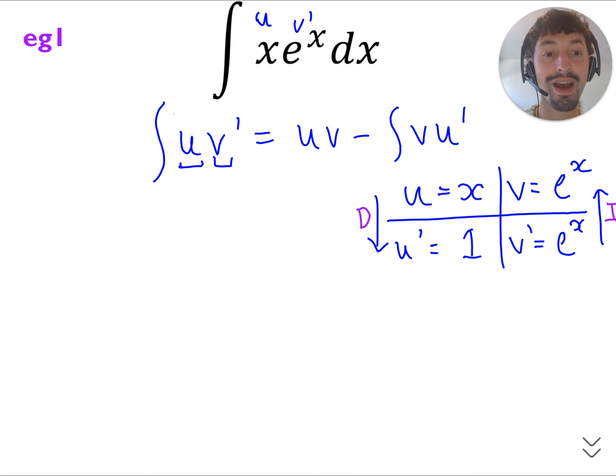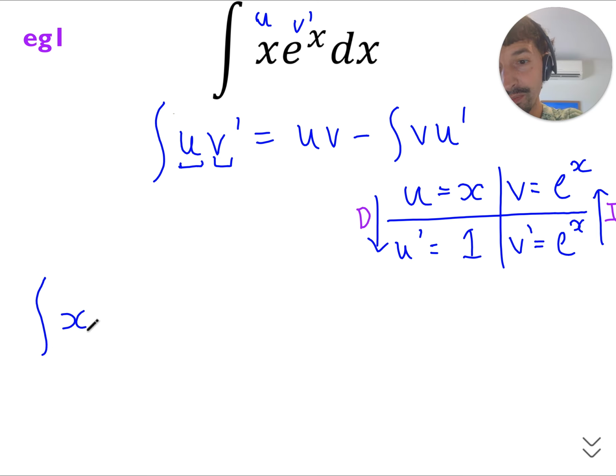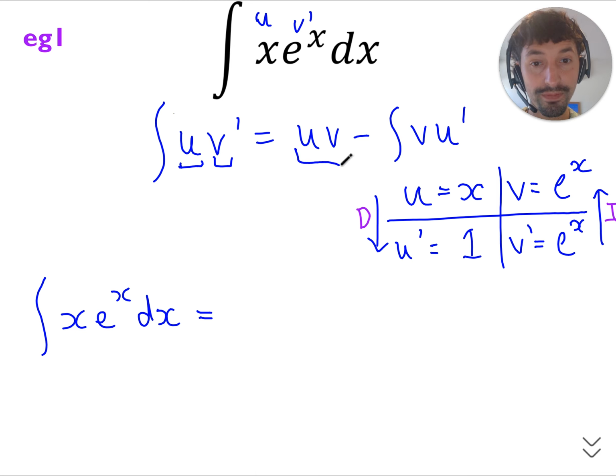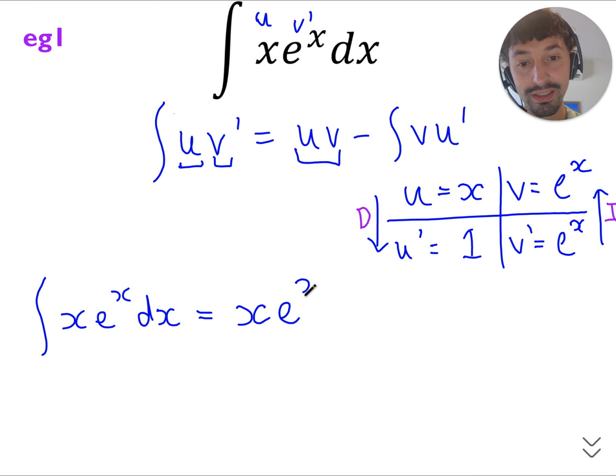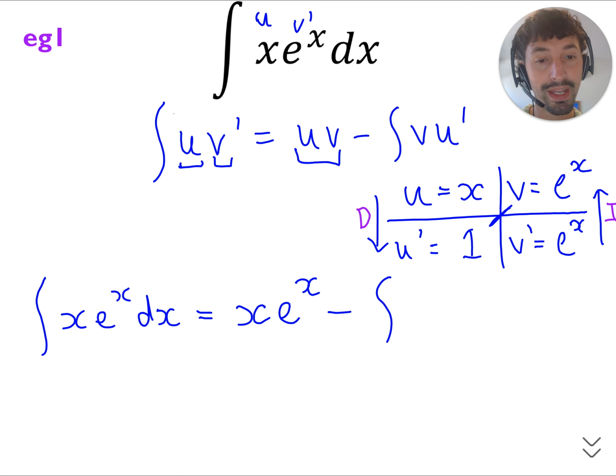Now, once you've found these functions in your grid, once you've got them all, we can now just stick them in the formula. So the integral of x multiplied by e to the power of x dx is going to be, so it's uv, so these two times together, so x e to the power of x, subtract the integral of vu dash, so these two times together. Now 1 times e to the power of x is just e to the power of x.